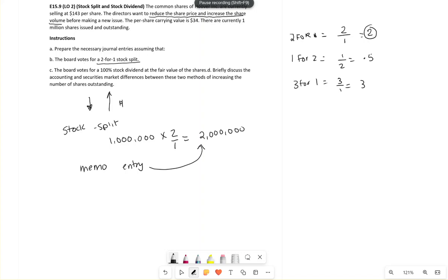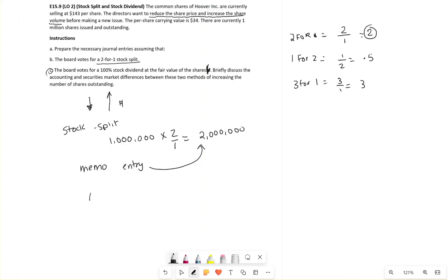Then what happens in this case, we're looking at the next one. The board of directors votes for a 100% stock dividend at the fair value of the shares. I think briefly discuss the accounting securities. This was part of D, so we are just going to do it here. The company declares a stock dividend. So how do we do that?